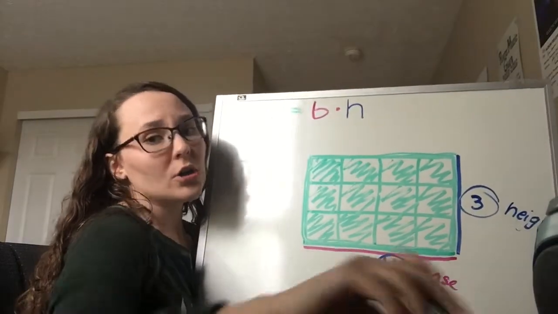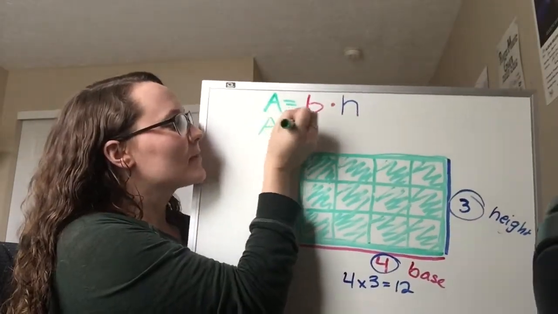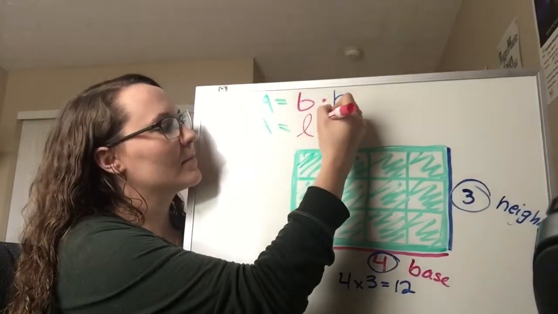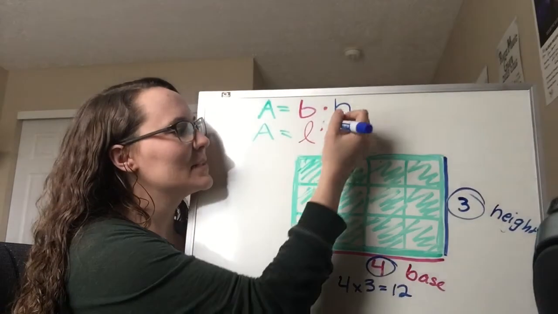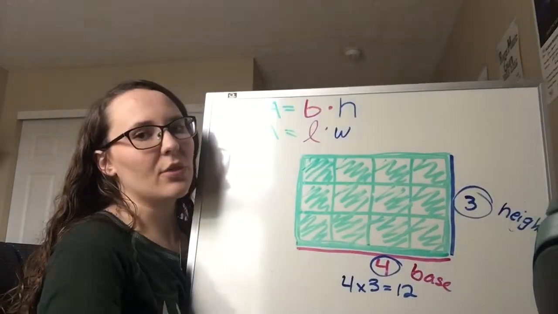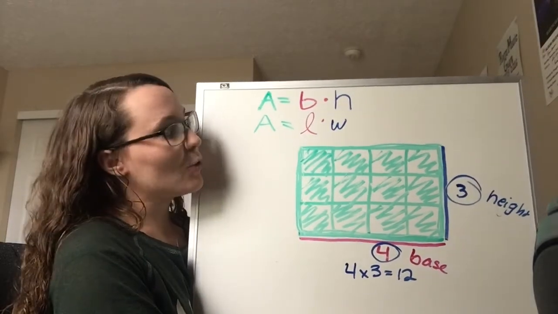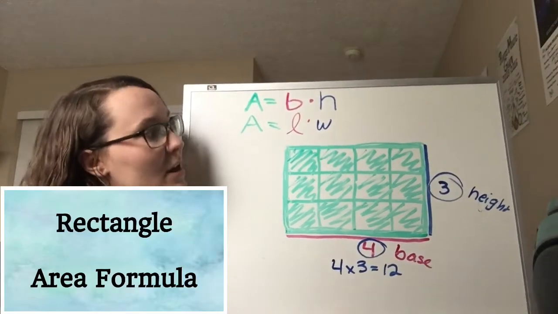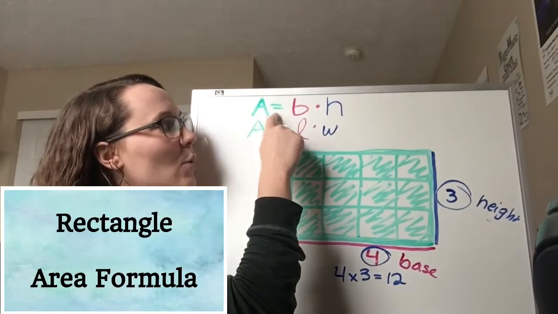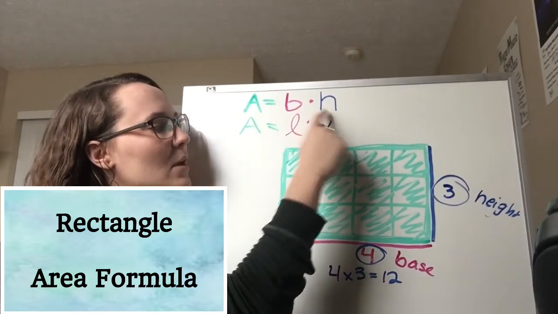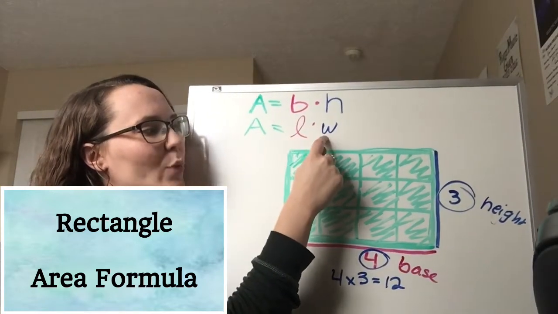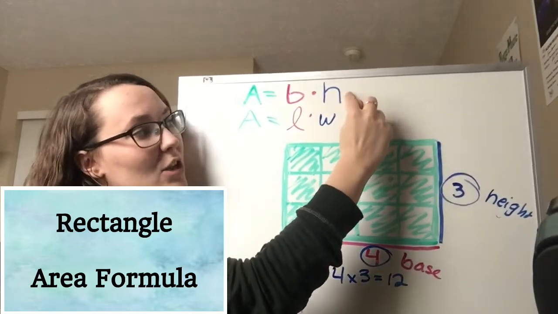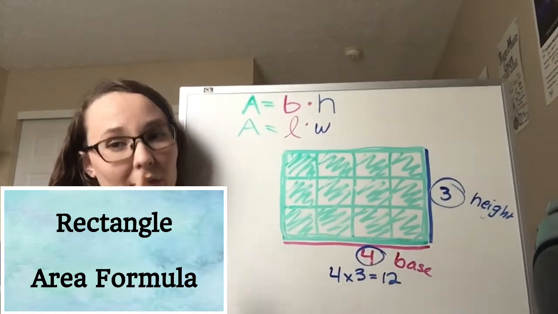Okay? You could also write it, like I said, sometimes this pink one is called the length times the width. So base times height or length times width are the same thing. Either one of these will get us the formula for the area of a rectangle. So the area formula for a rectangle is area equals base times height or area equals length times width. These mean the same thing, but like I said, right now we're going to use base times height because I'll explain here in a second.